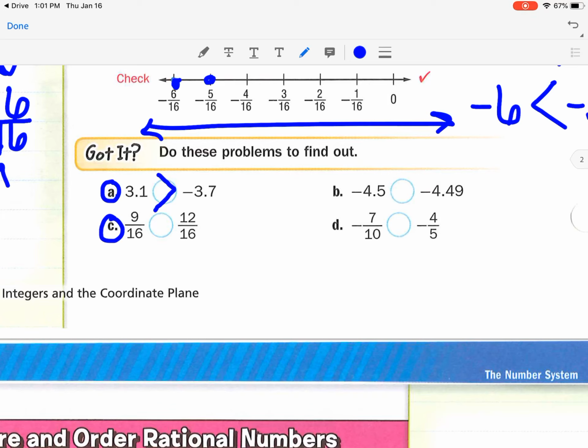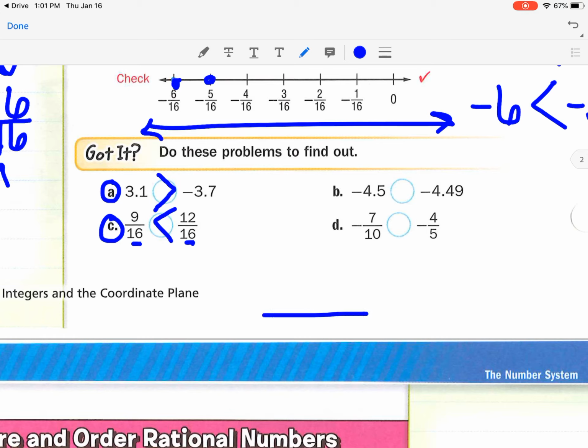Okay, we're going to jump down here to C and take a look. Our denominators are the same, so that means we just have to compare the numerators. There's not a negative, so therefore I know that 9/16 is less than 12/16. All right, let's take a look at B. Negative 4 5/10 greater than, less than, or equal to negative 4 49/100.